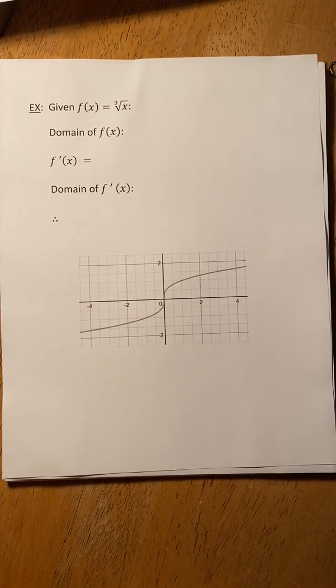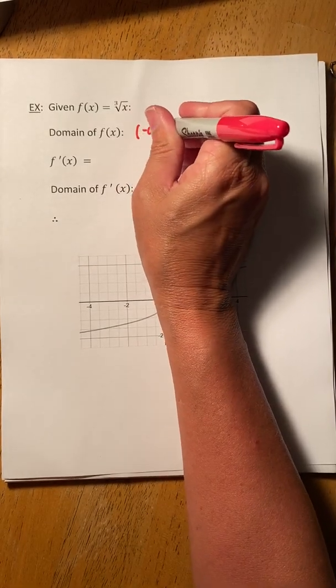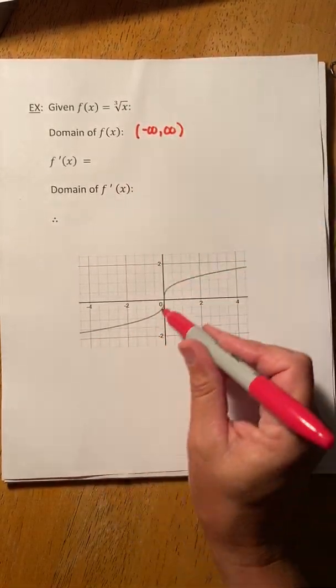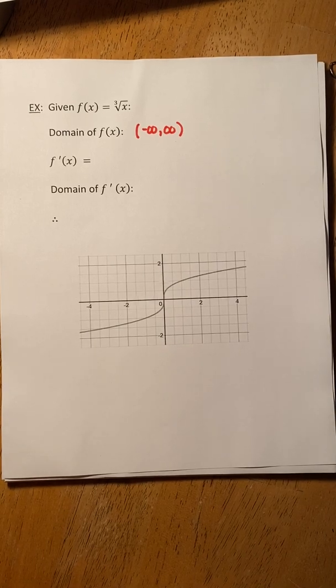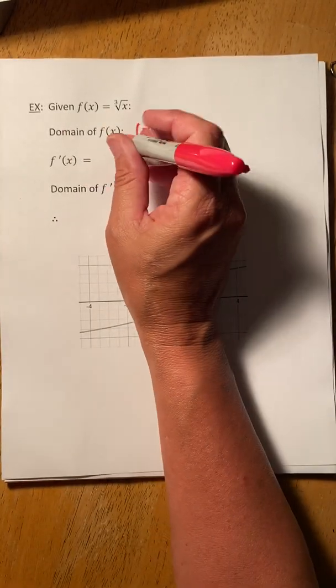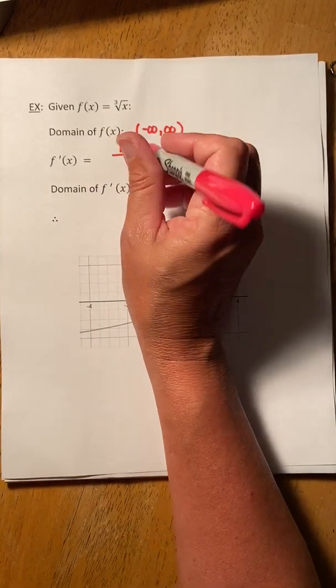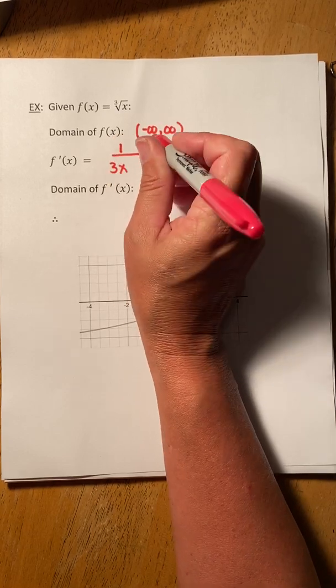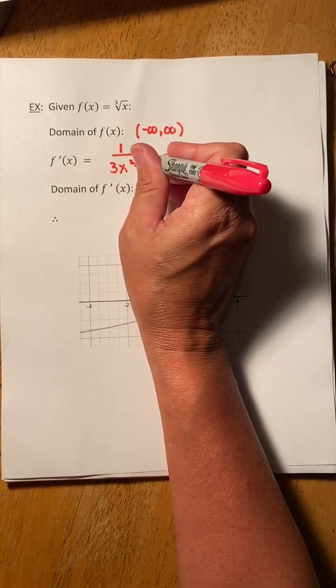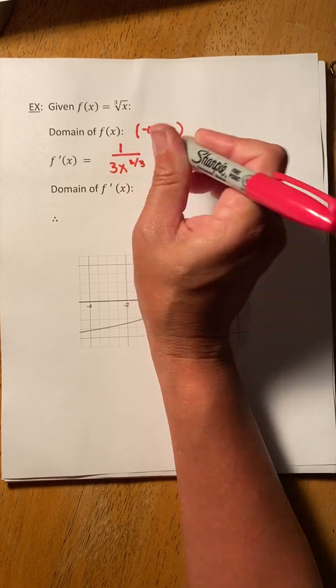All right, let's look at the cube root function. The cube root function, well, the domain is all real numbers. We can take the cube root of anything. Here's the graph of it. The derivative of the cube root function is, and we'll determine how I got this later, 1 over 3 times x to the 2/3 power.